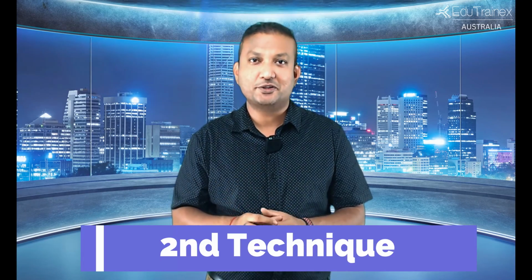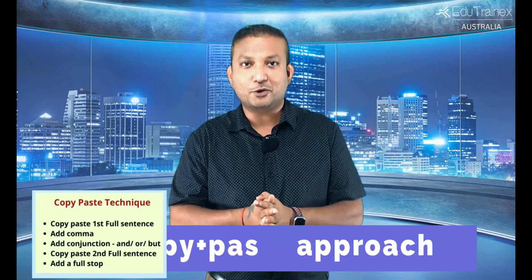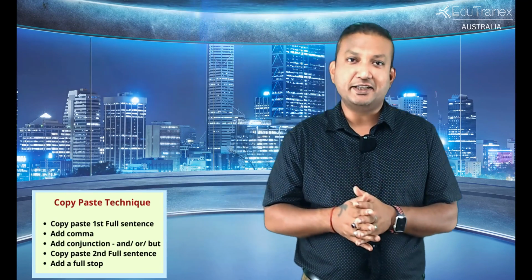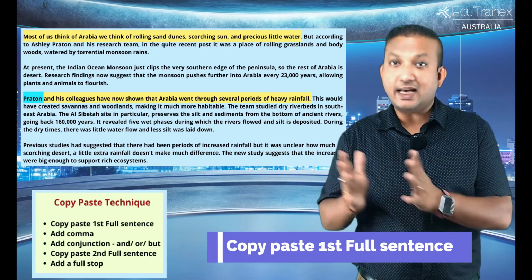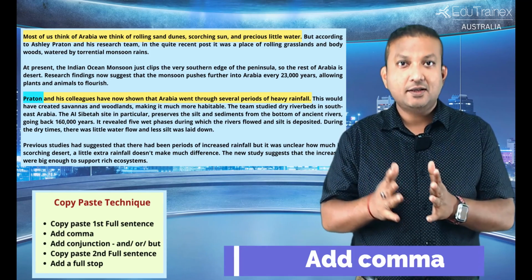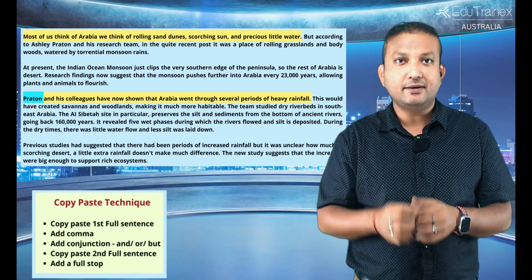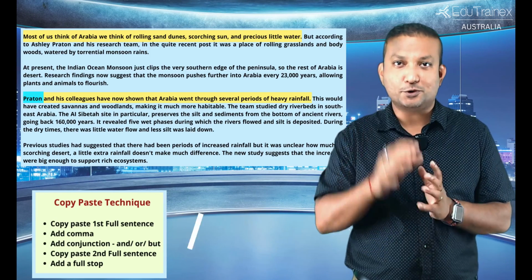Now, I want to talk to you about the second approach. If you are not comfortable using templates, I call this one the copy-paste approach because this is exactly what we are going to do. Within the copy-paste technique, the first approach is to type the first sentence as it is. Put a comma, then put a conjunction like and, or, but in the middle, and then type the second sentence. And finally, a full stop.